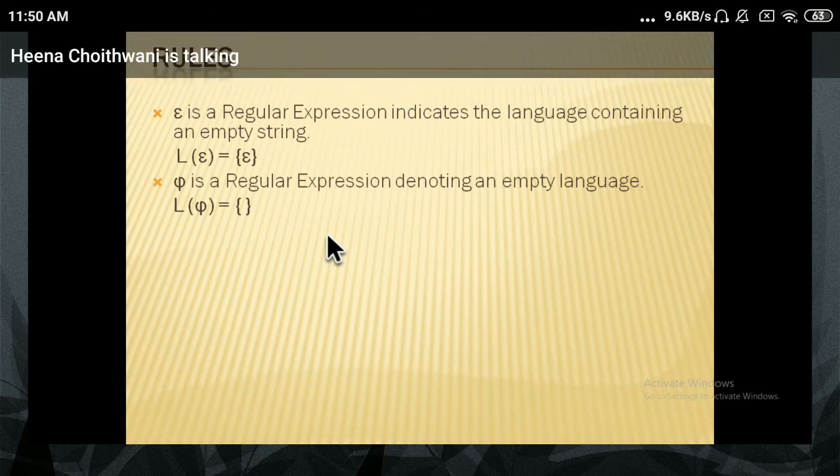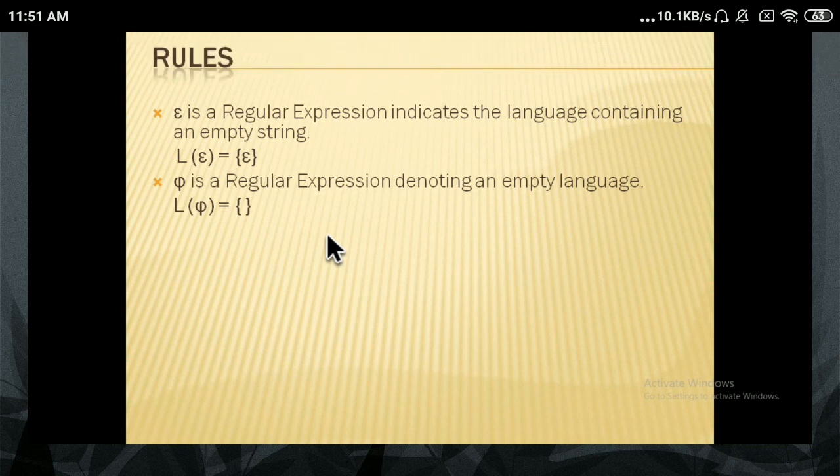Epsilon represents the empty string. If you are creating a language using epsilon, that will have a single string present in your language set, that is epsilon. And if you are saying it is a null language, we'll express it with L of phi, and in your set we have nothing, not even epsilon.